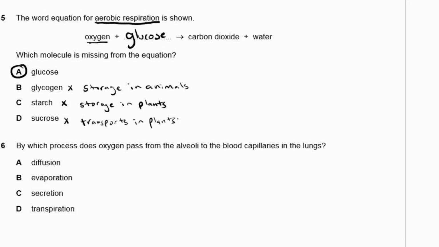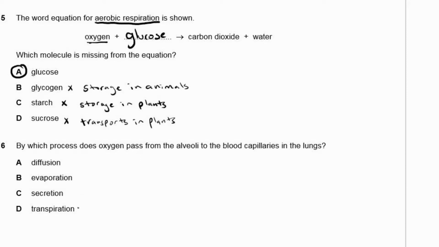It's plants transporting glucose. All right. Question 6. By which process does oxygen pass from the alveoli to the blood capillaries in the lungs? Is it A, diffusion, B, evaporation, C, secretion, or D, transpiration? Well, let's look at this.